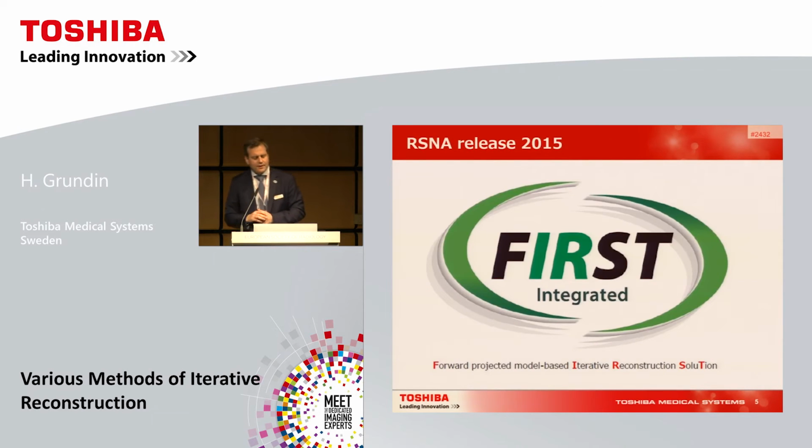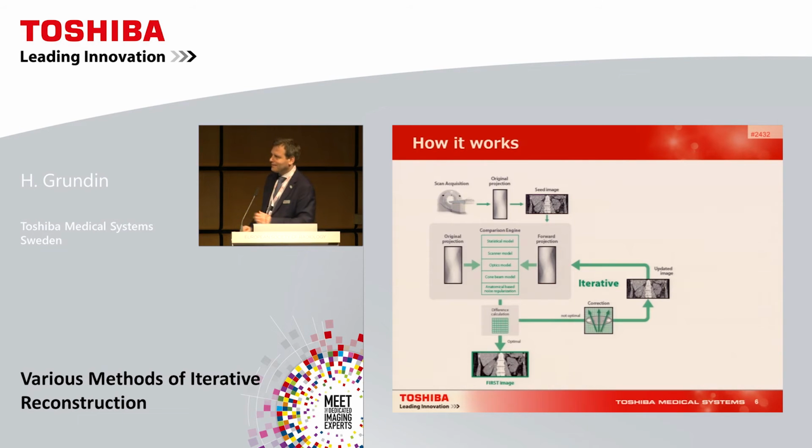To do that, you need to apply all these models. And this is why Toshiba released the reconstruction algorithm called FIRST during RSNA 2015. The name is Forward Projected Model-Based Iterative Reconstruction Solution. And the key word here is forward projected. To apply all these models, you need forward projections. And I understand this is a very difficult image to grasp in 5 minutes, but I have to show you anyway.